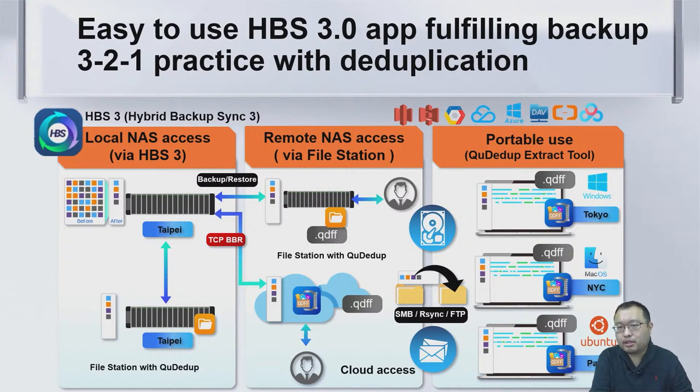Now, when you use HBS, it can also support QDeduplication, QDedupe. If you want to back up the data through the internet or intranet, large data can cause a traffic jam. So we can compress and dedupe the data before the transmission so that you can free up the traffic in the network transfer. And when it reaches the destination NAS, it can extract the data back to the original data. Or if you don't want to send the data over the internet, you can also compress it into a small file, copy it to a USB drive, take it to your other offices, and then extract it with our Windows, Mac and even Ubuntu tools to get the original data, which helps you save the time and also the cost of network transfer.